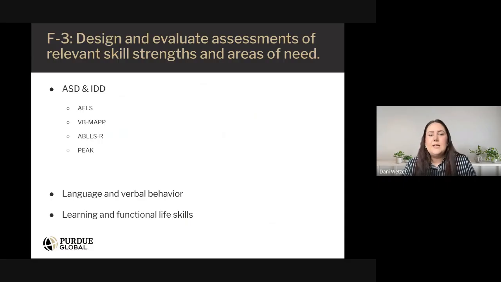You know, do they want to be able to go function in a traditional classroom? Are they trying to go get a job? Do they want to be able to communicate their needs more efficiently, things like that. So depending on the goals of the client and their stakeholders might help inform you of what assessment to use in addition to things like their age and diagnoses.